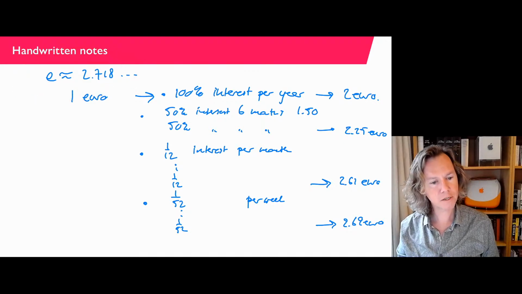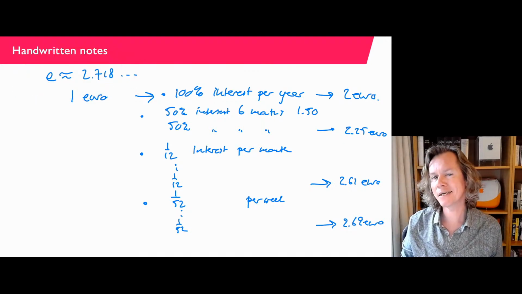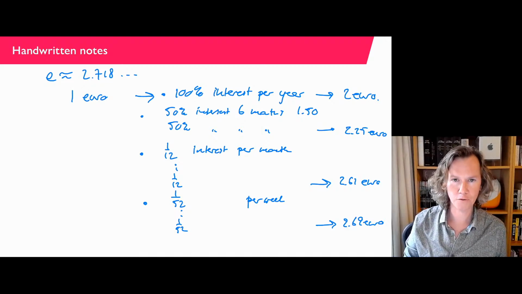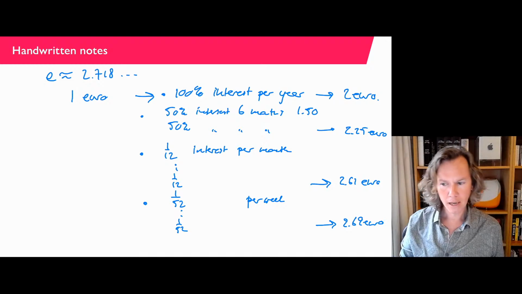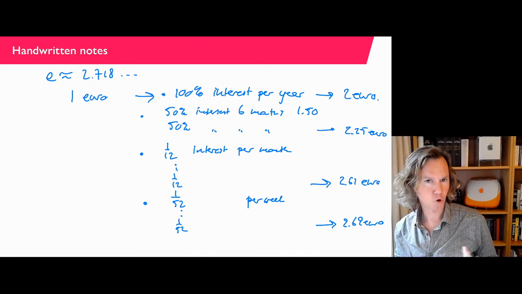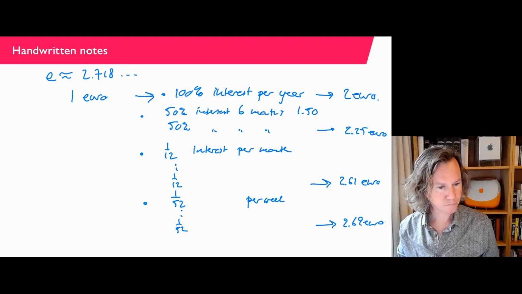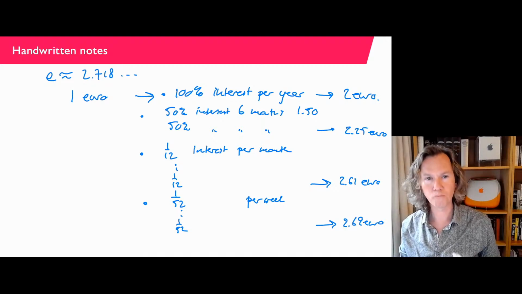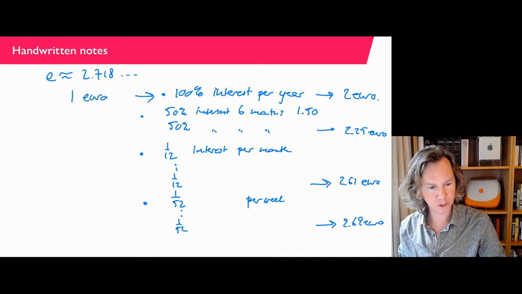So that is something that Bernoulli figured out, but he didn't know the value yet. He didn't know what it was, just that it was in between 2 and 3. And then Euler, one of the greatest mathematicians of all times, worked it out and found the value of e: 2.718 and more digits like that.